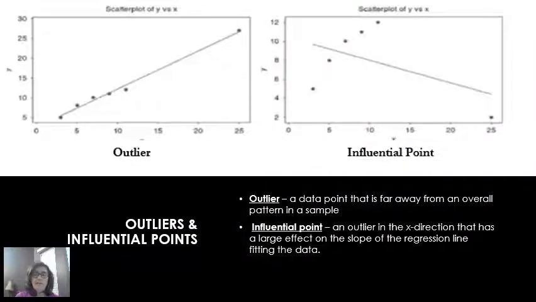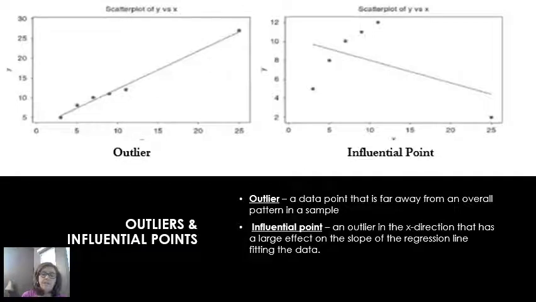Okay, on the next one, we have outliers and influential points. Those are 2 things that you're going to see with linear regression. We've talked about outliers before when we were doing exploratory data, when we were talking about box plots and stuff like that. So an outlier is a data point that is far away from an overall pattern in the sample.